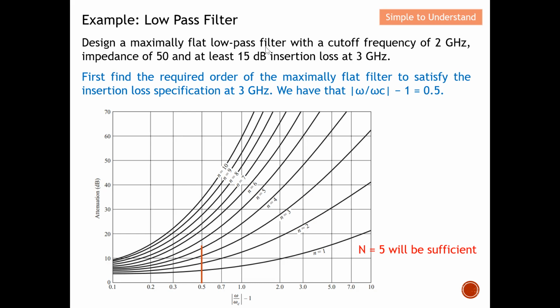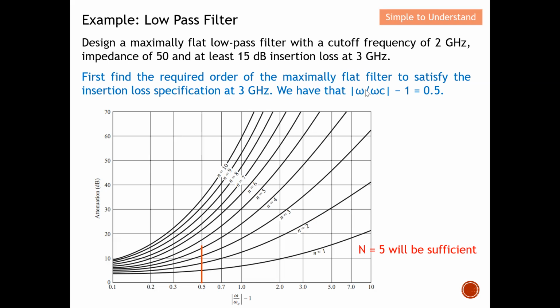So how can we approach this? The first thing that we need to know is how many orders we need in order to achieve this 15 dB of insertion loss at 3 GHz. So basically, this is the first task that we need to do. Like what is mentioned here, first we need to find the required order of this maximum flat filter so as to achieve the insertion loss of 15 dB at 3 GHz.